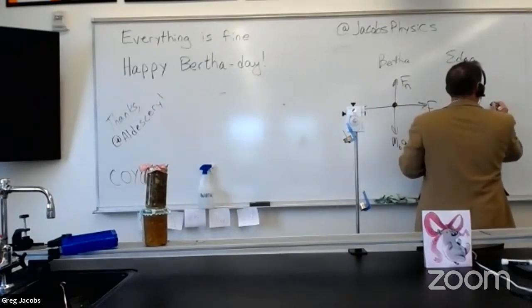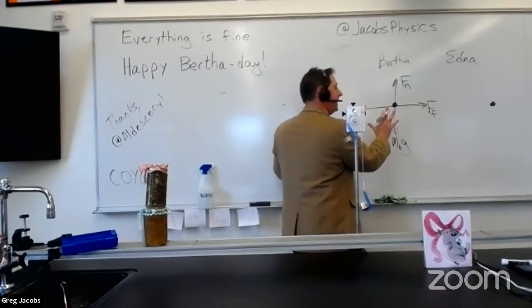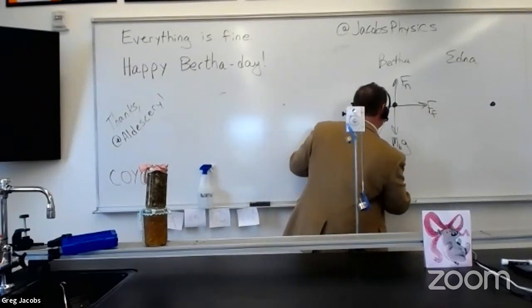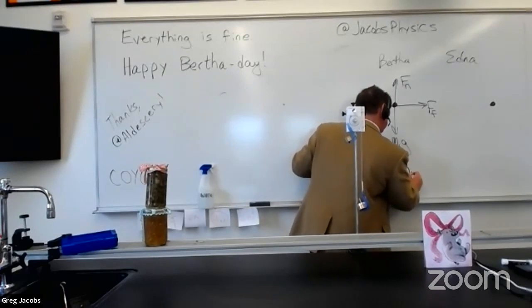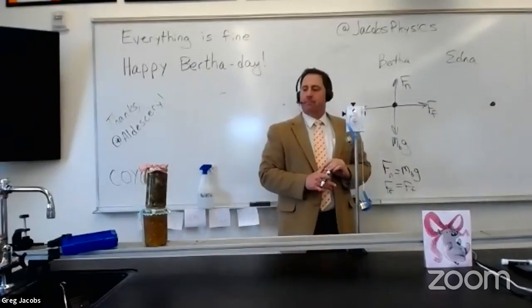Let's go to Edna. Well, we'll go to Edna in a moment. Hold on. Let me just mention that we are in equilibrium. When something's in equilibrium, up equals down, left equals right. So if we wanted to, we could say the normal force here is MBG, and the force of Greg is equal to the force of friction. Great. Now let's talk about Edna.